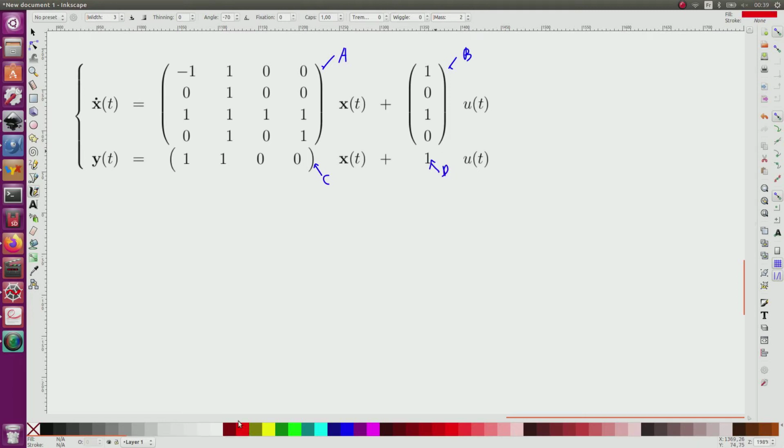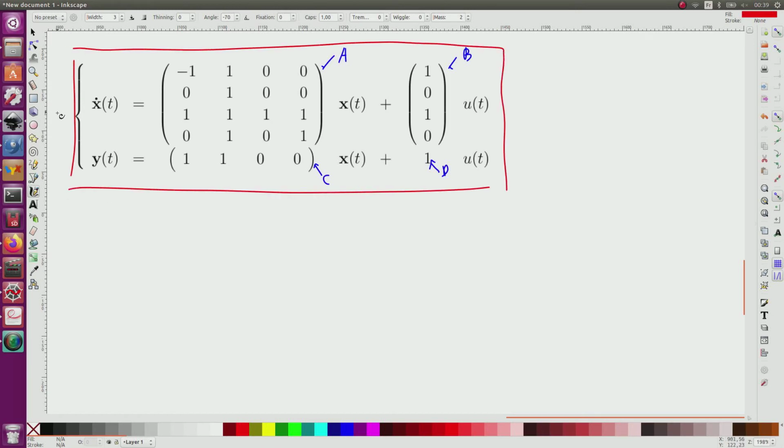Of course this system has one input U and one output Y, so we can compute a transfer function. The formula tells that G of s is equal to C times (sI minus A) inverse B plus D. It's not so easy to compute by hand. That's why I prefer to use symbolic calculus for this.